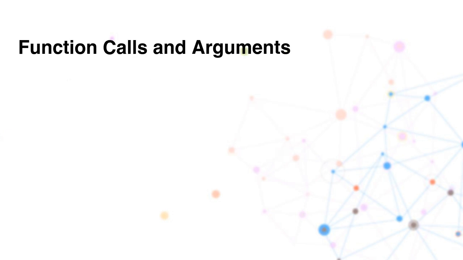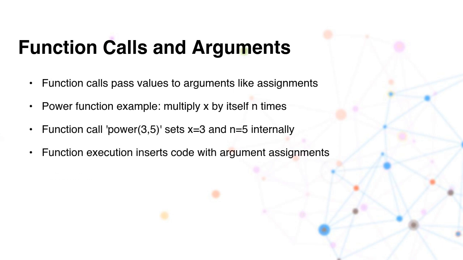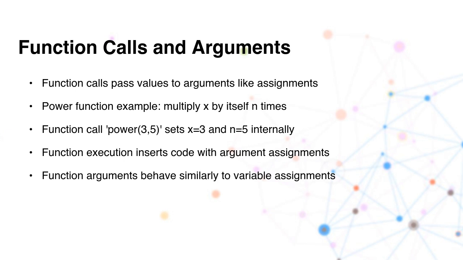When calling functions, values are passed to arguments similar to variable assignments. For example, in a power function that multiplies x by itself n times, calling power(3, 5) sets x to 3 and n to 5 internally. This process inserts the function's code with the appropriate argument assignments.